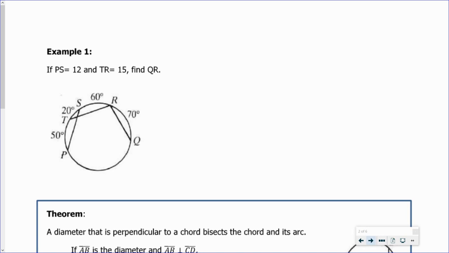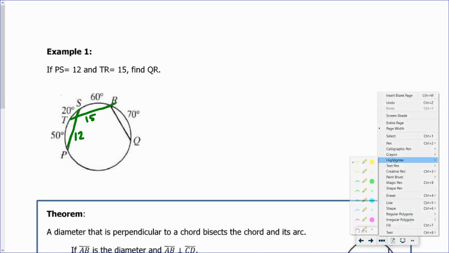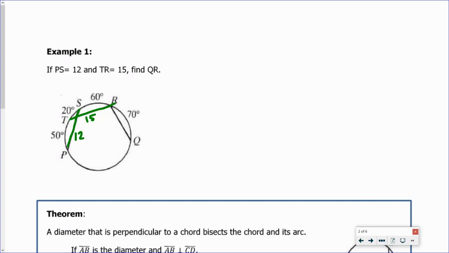All right, so example number 1, we're told that segment PS measures 12 units. So this segment right here, which I'm highlighting in green, measures 12 units, and segment TR measures 15 units. And what we want to do is find the length of segment RQ. All right, so let's go ahead and do that.